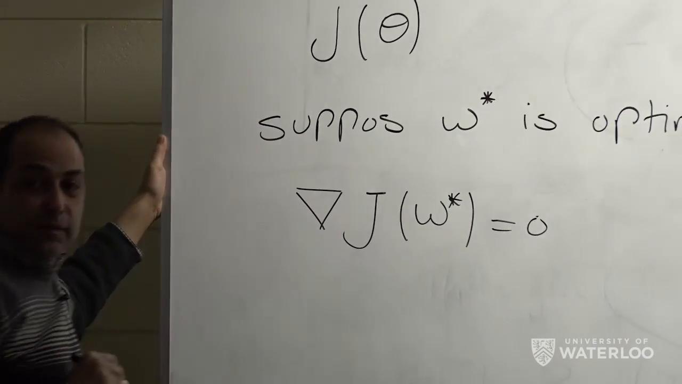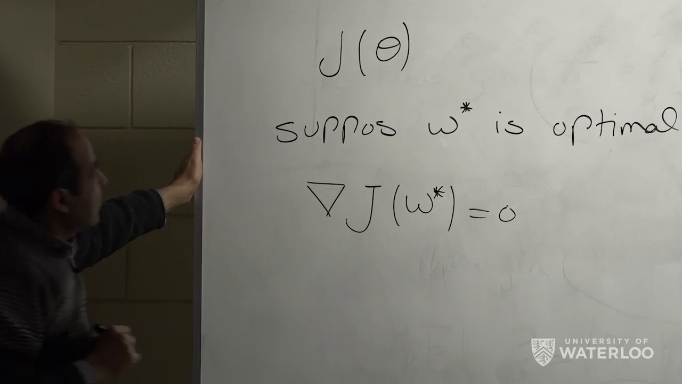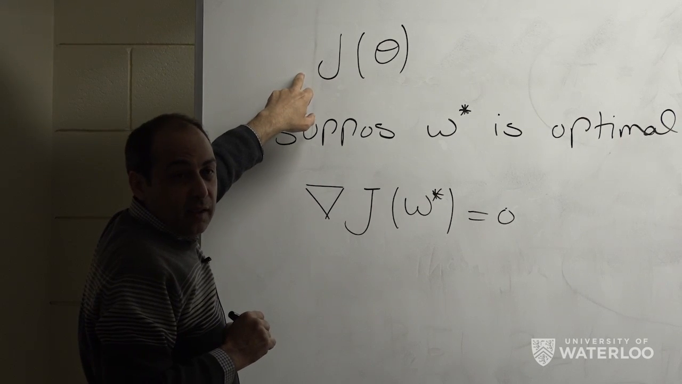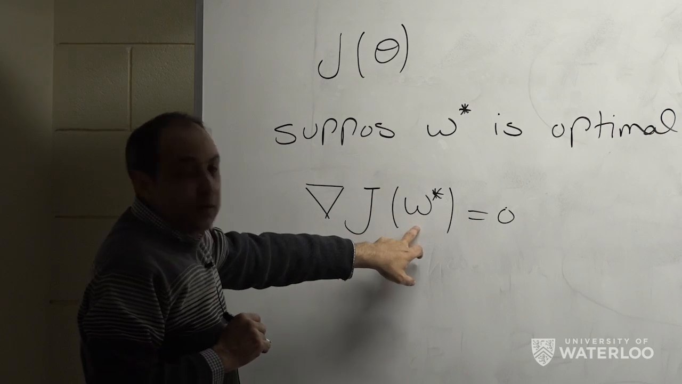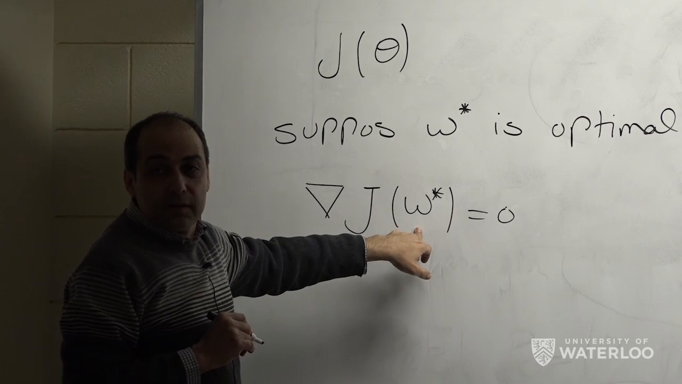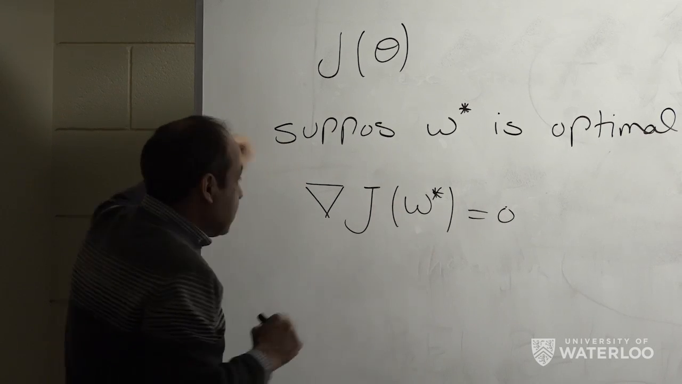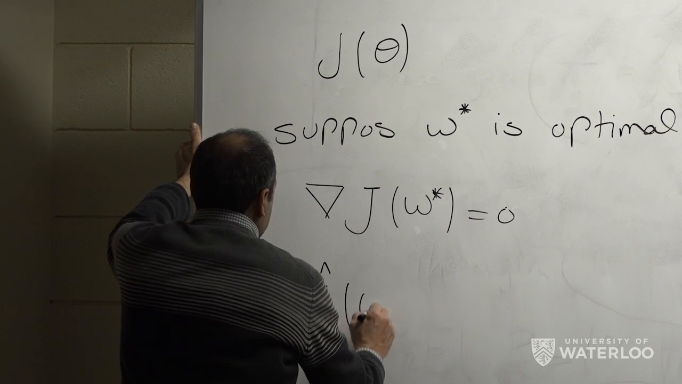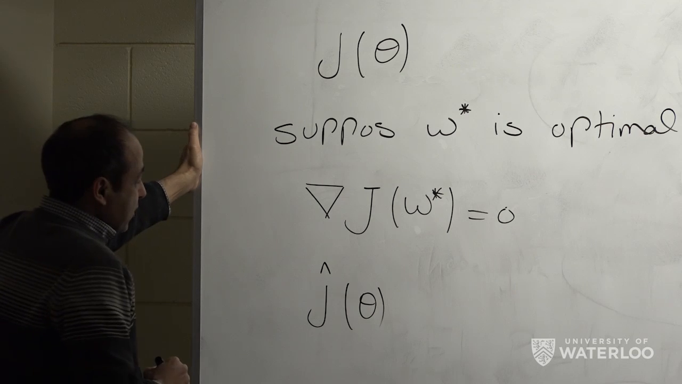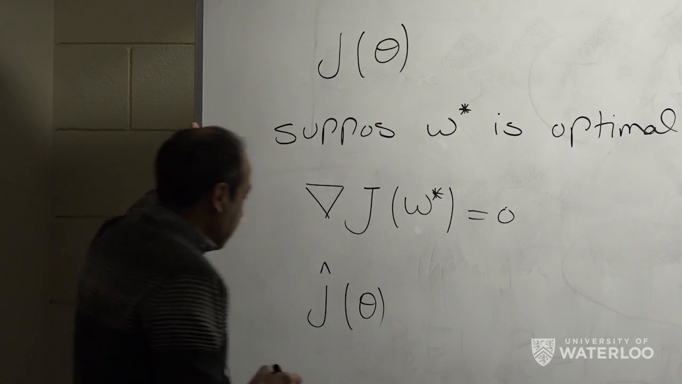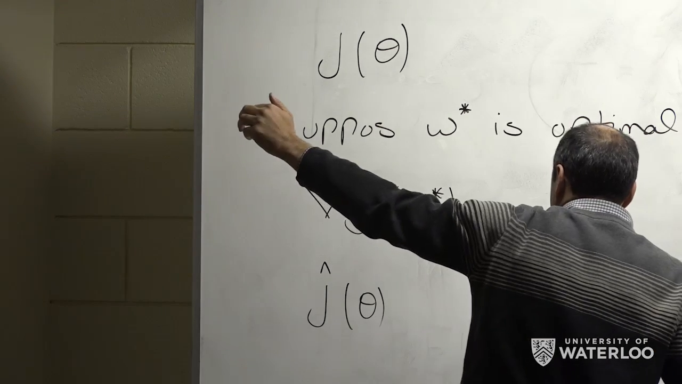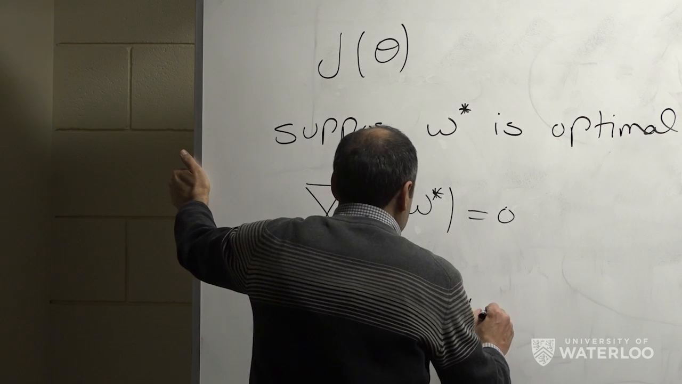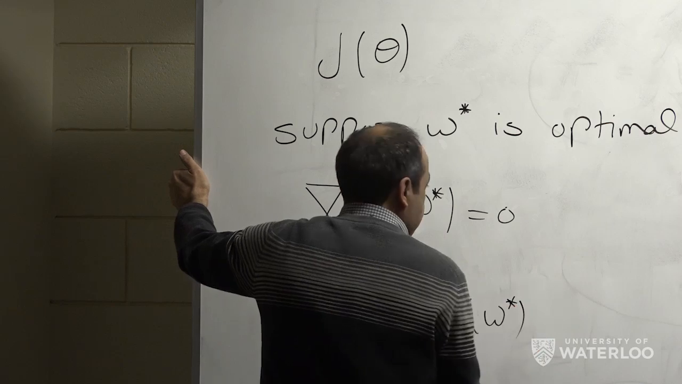Means it's optimal. Okay. Now suppose that I write the Taylor expansion of J in the neighborhood of W star. Let me call this J hat. The Taylor expansion of this function is going to be J at point W star.